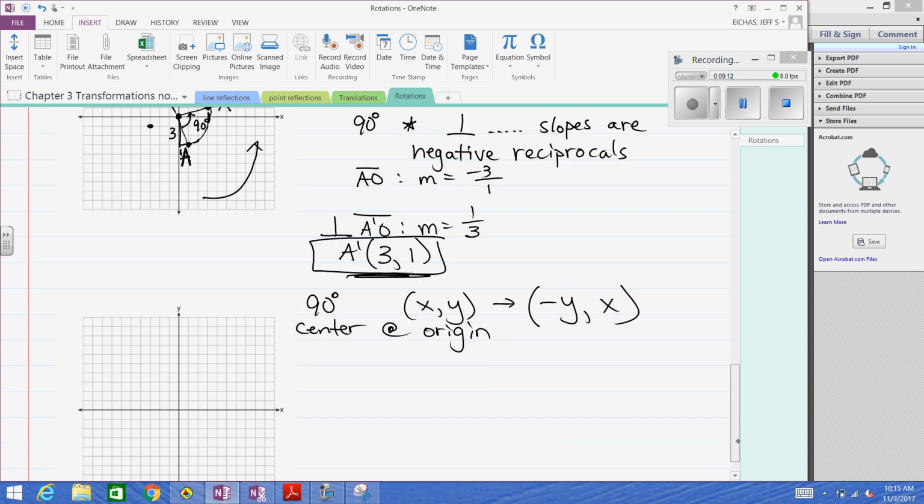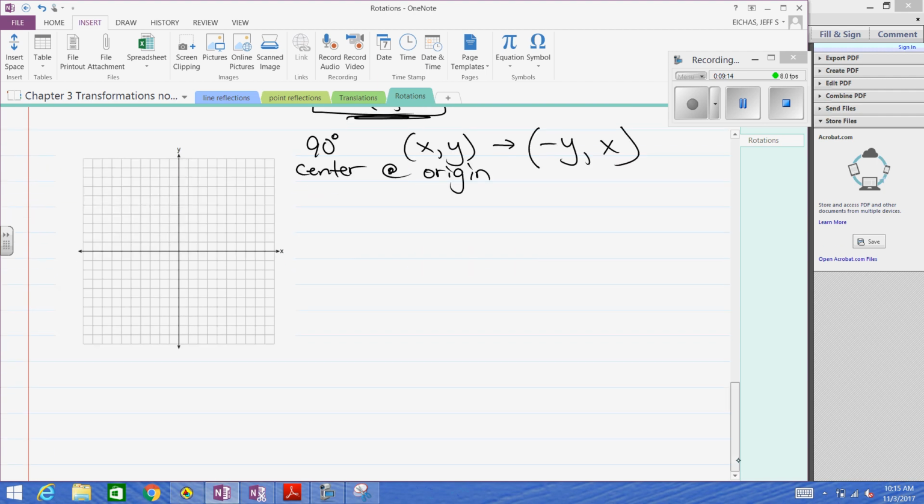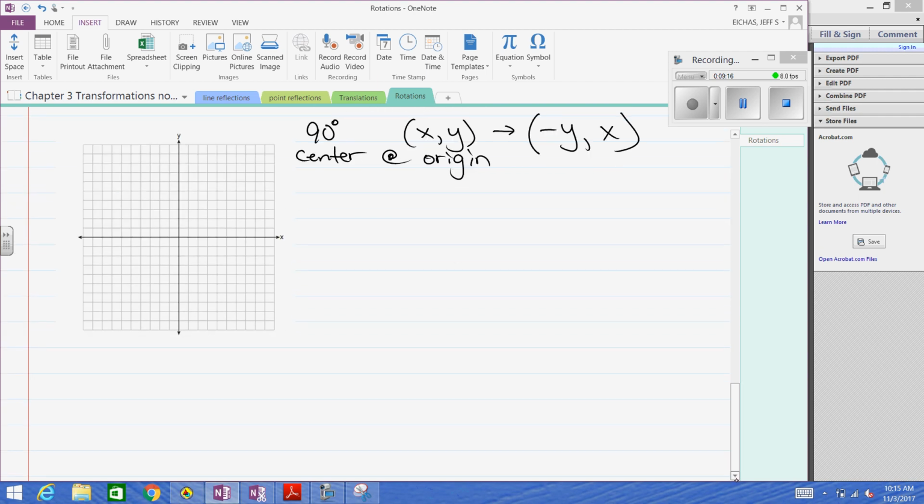So let's go with another one, and maybe we'll rotate around a different center point. So this time, let's rotate 90 degrees, and then we'll make the center 2, 4. Okay. So let's go to B. First, we'll plot 2, 4.